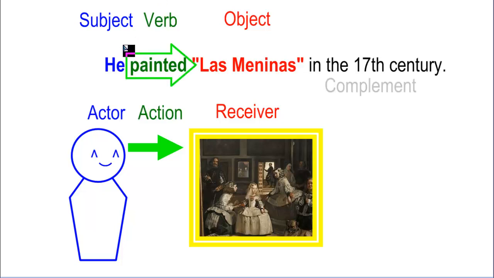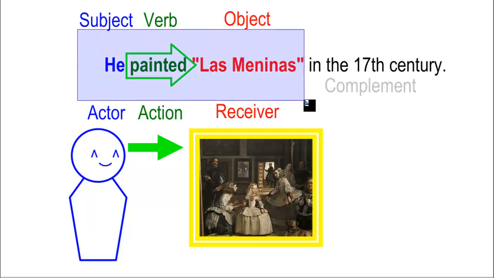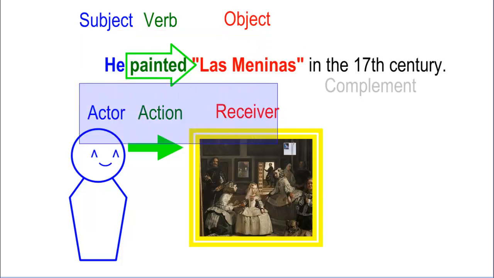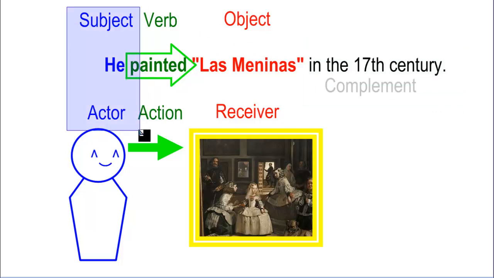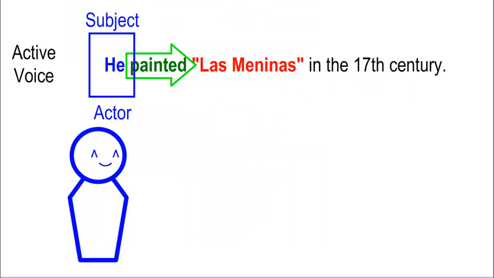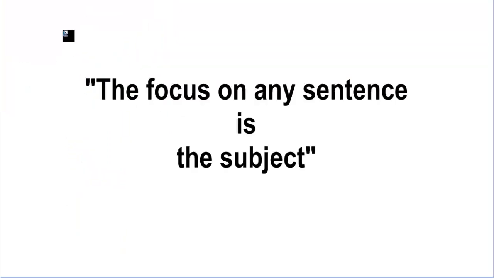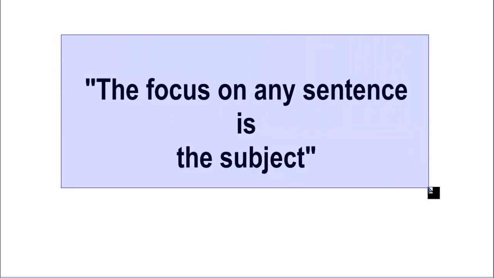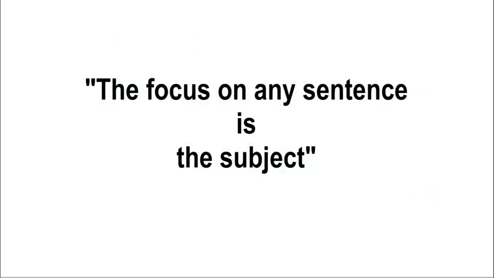Okay, and as you can see here, the action goes with this orientation. He painted Las Meninas. The actor does the action. And obviously we have the complement, but at the moment it's not really important. So you see, in this case, the subject is the actor. The verb goes to the receiver. And that's what we call active voice. Okay, when the subject is the actor. But as I said before, the focus on any sentence is the subject. So in this case, we are focusing on the subject.